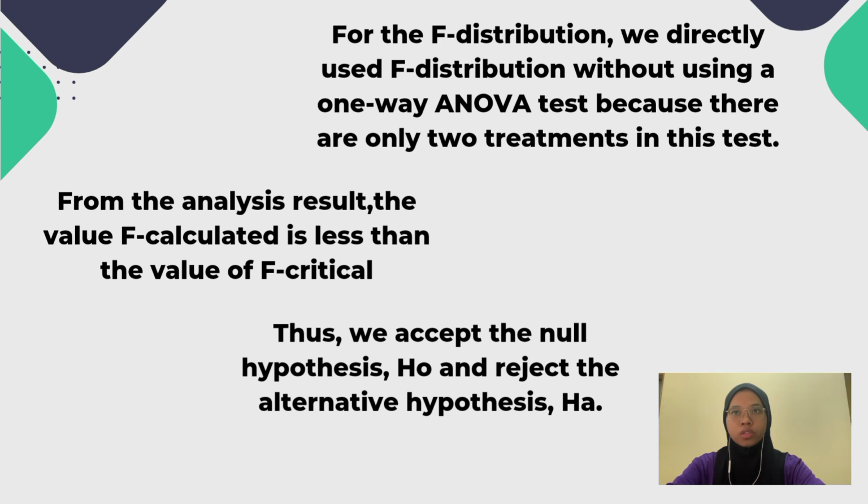For the F distribution, we directly use the F distribution without using one-way ANOVA test because there are only 2 treatments in this test. From the analysis result, the value of F calculated is less than the value of F critical. Thus, we accept the null hypothesis and reject the alternative hypothesis.